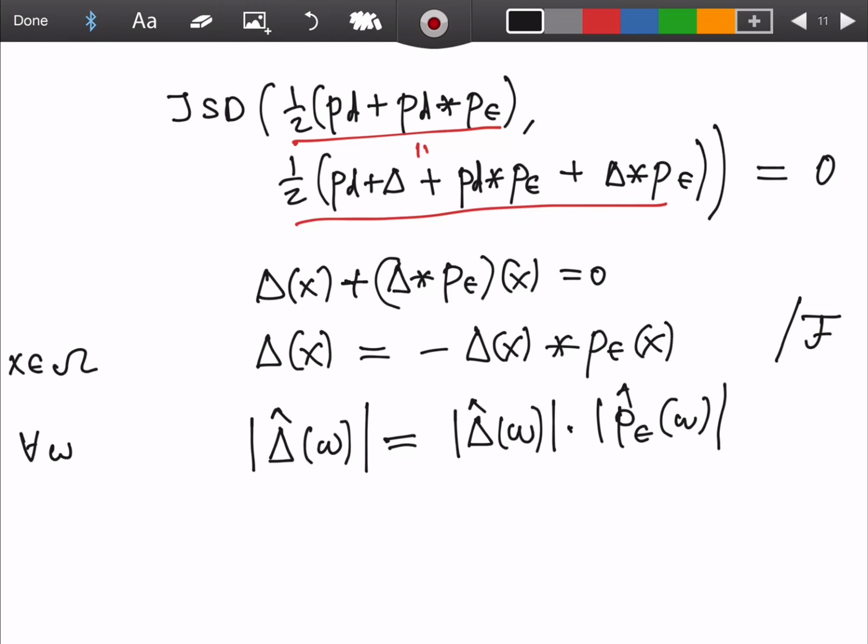Now, what is particular about this delta? We know that p_G integrates to 1, and we know that p_D also integrates to 1. So this means that delta integrates to 0. Signal processing people will say that delta has a DC response of 0. If it integrates to 0, the integral of delta is its Fourier transform at omega equals 0. So for omega equals 0, of course, this equality holds trivially because 0 equals 0. So I only care about a non-zero omega.